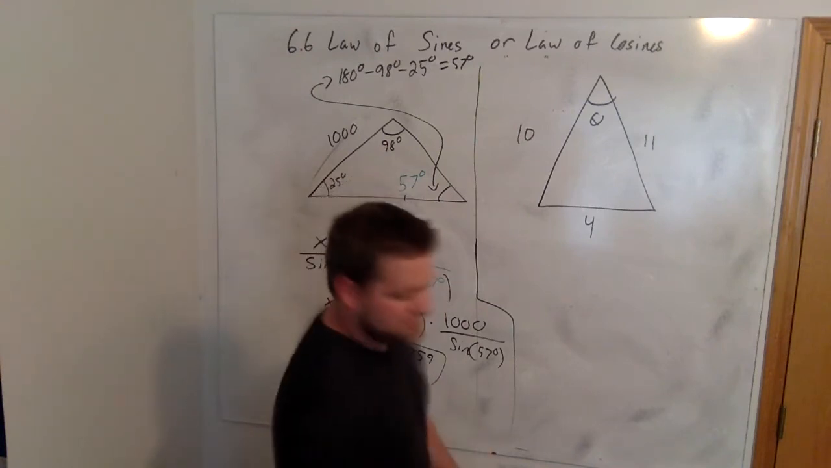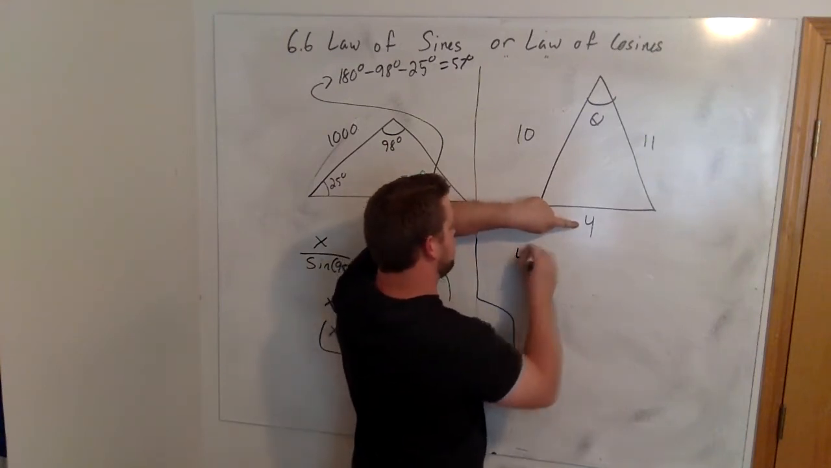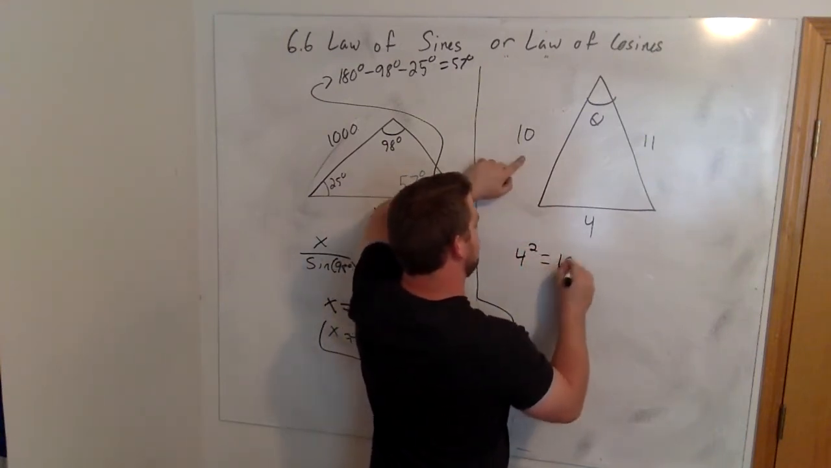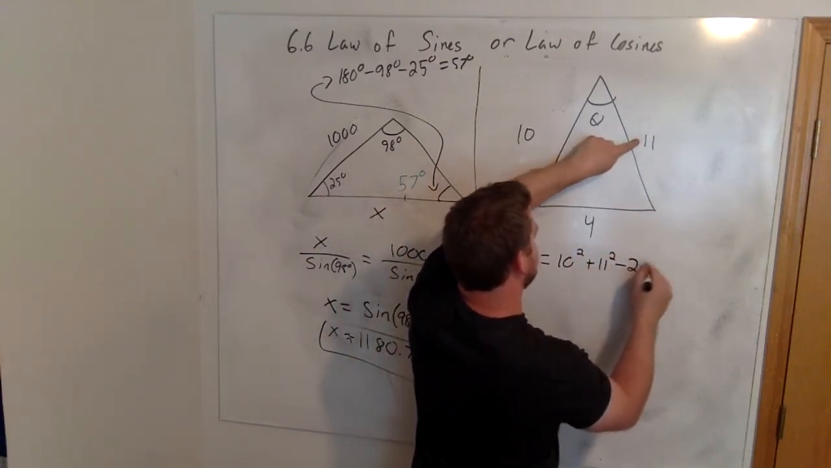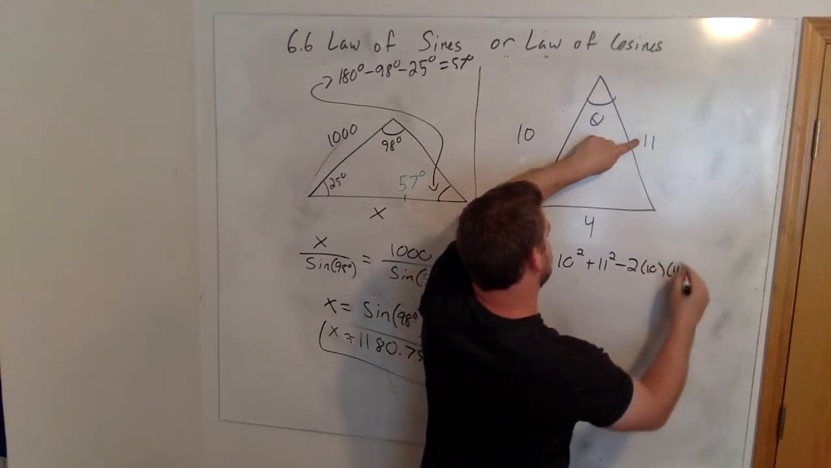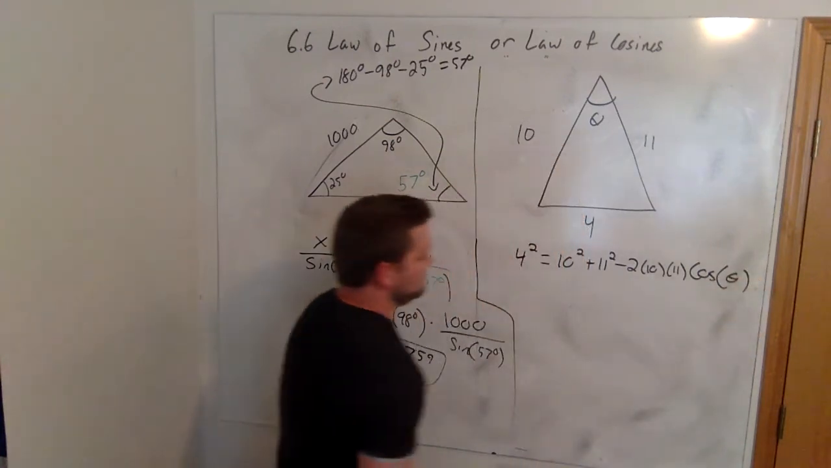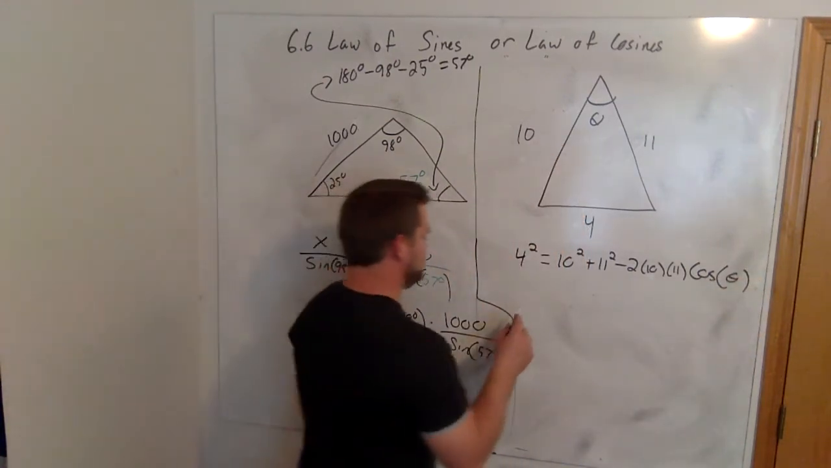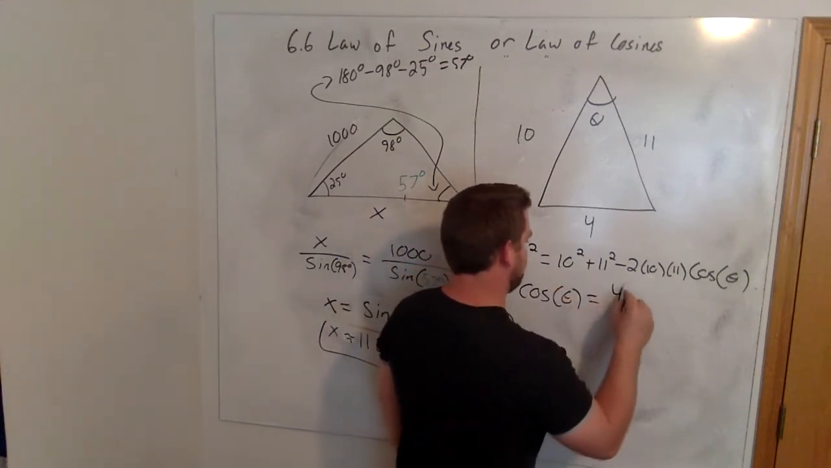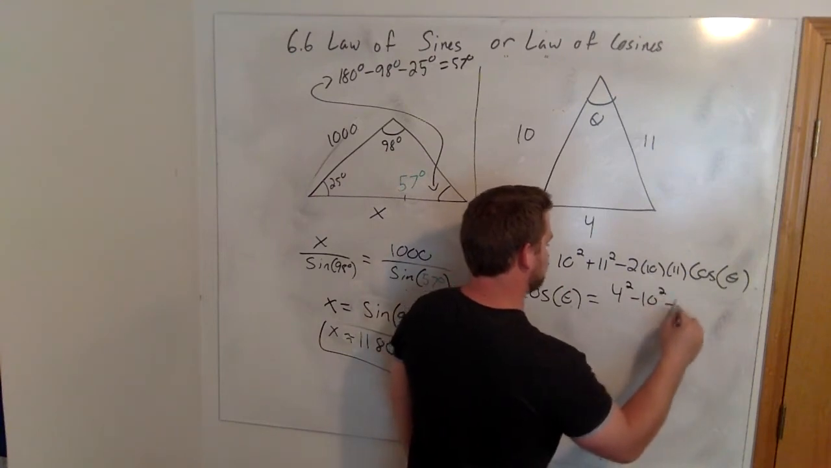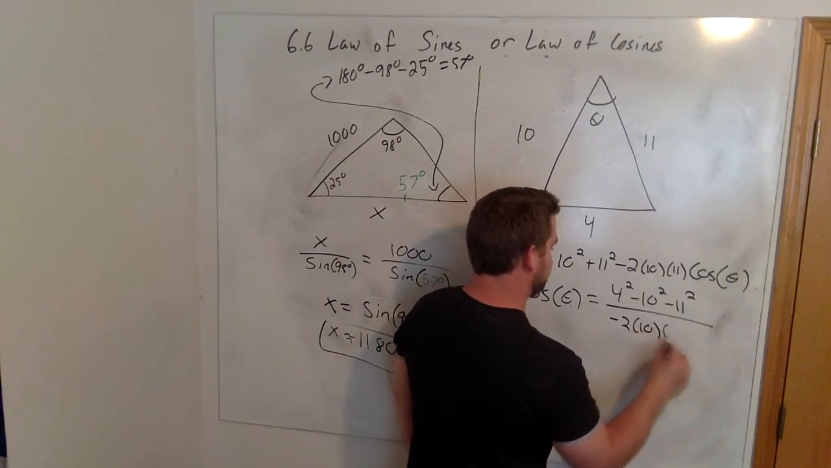So let's see here. What would the law of cosines say? So I gotta think about the side that's opposite to it. So it's gonna say that 4 squared is gonna be equal to 10 squared plus 11 squared minus 2 times 10 times 11 times the cosine of theta. So cosine of theta is going to be equal to 4 squared minus 10 squared minus 11 squared all over negative 2 times 10 times 11.